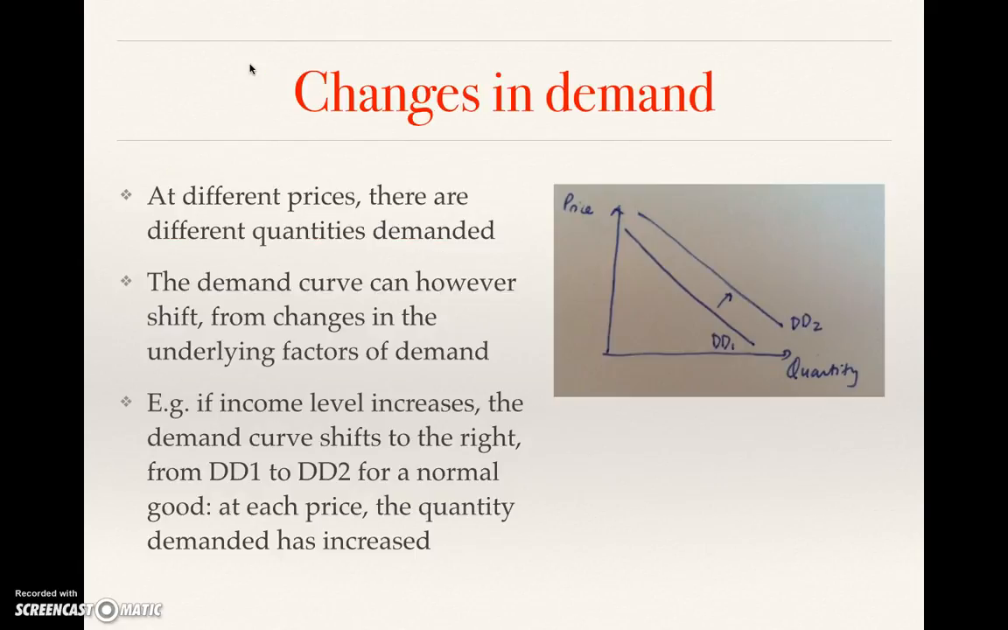Let us look at the difference between changes in demand and changes in quantity demanded. With changes in price, this changes the quantity demanded. It is a movement along the demand curve. The demand curve can, however, also shift from changes in the underlying factors of demand. For instance, if income level increases, the demand curve shifts to the right, from DD1 to DD2 for a normal good. This means that at each price, the quantity demanded has increased.